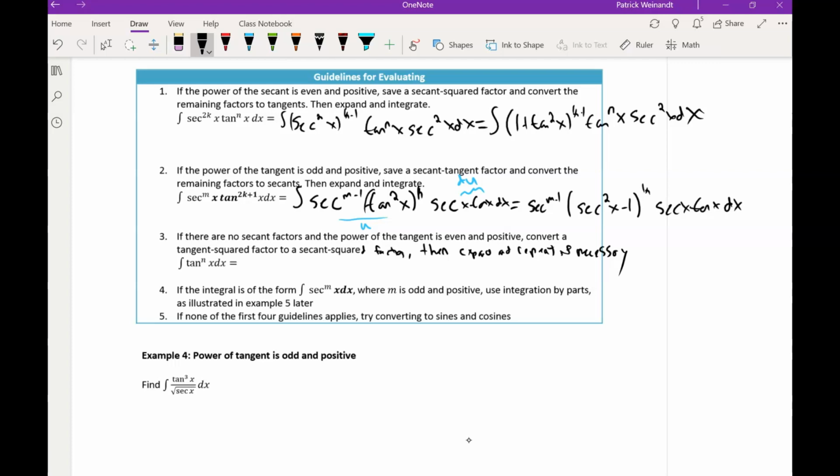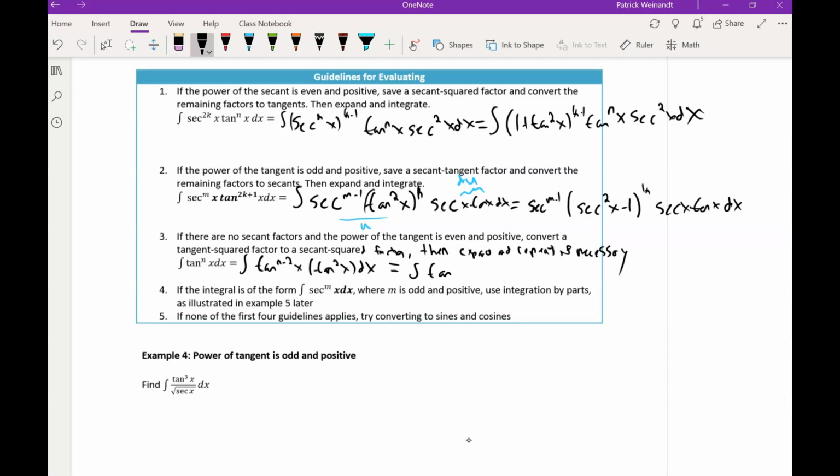Okay, so we have the integral of tangent to the n of x dx. Since tangent to a power doesn't have an arbitrary antiderivative, what we want to do here is convert a tangent squared factor to a secant squared. So basically factor out a tangent squared. If we factor out a tangent squared, that's going to be 2 fewer powers. So tangent to the n minus 2 x times the tangent squared of x dx, and then convert that to a secant squared.